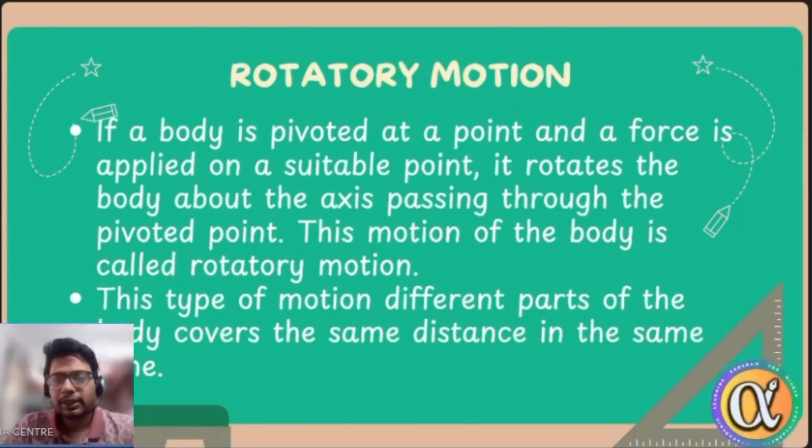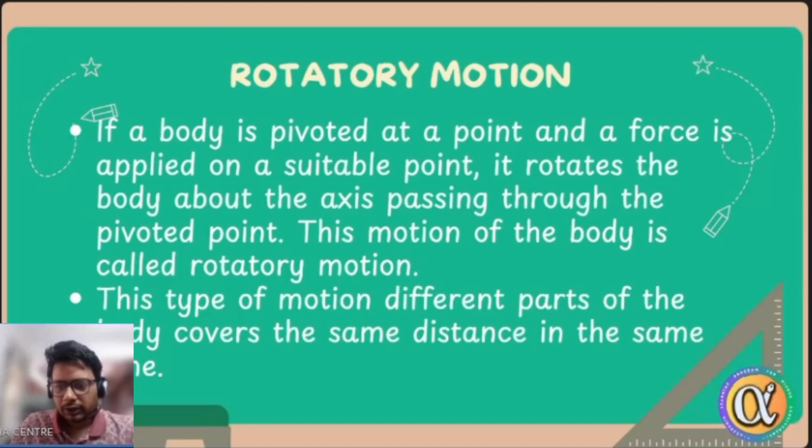Next, if a body is pivoted at a point and a force is applied at a suitable point, it rotates about the axis passing through the pivoted point. This kind of motion is called rotatory motion. Now imagine a body here which is rotating about a fixed axis.